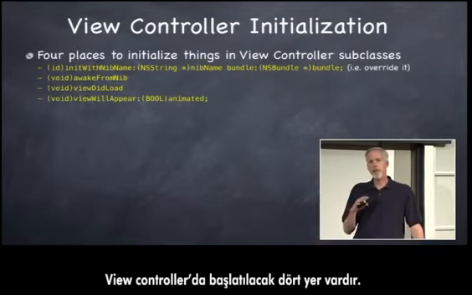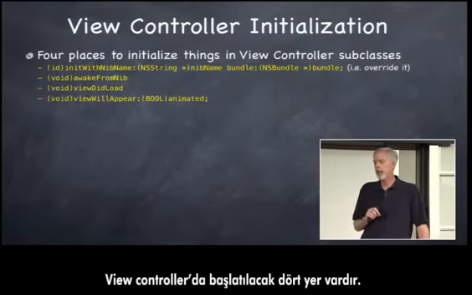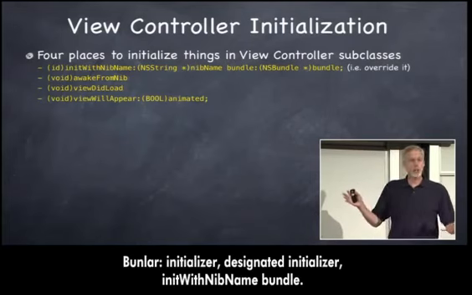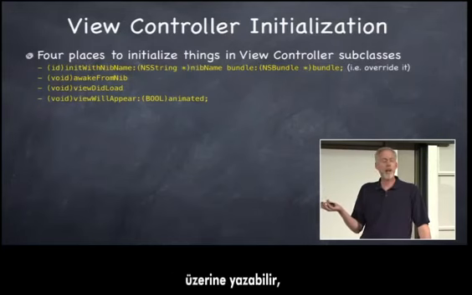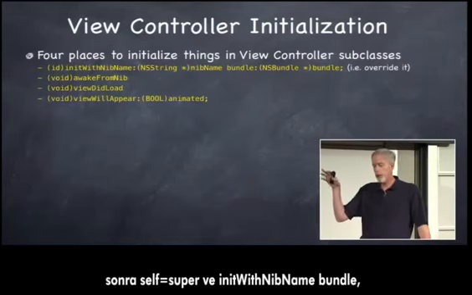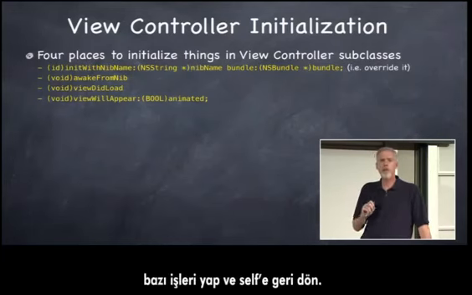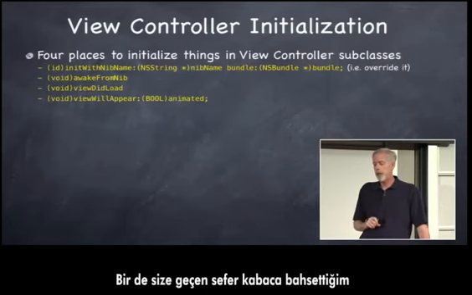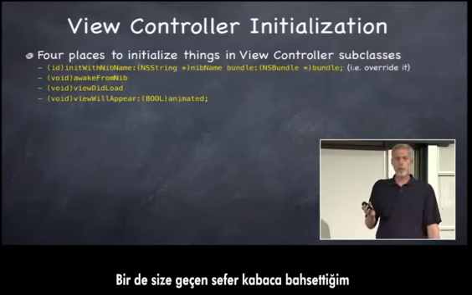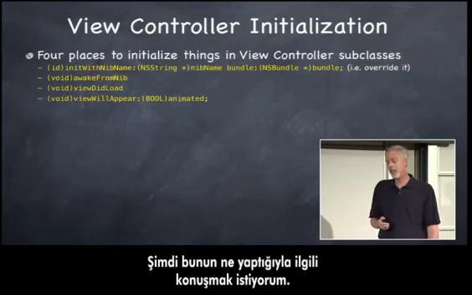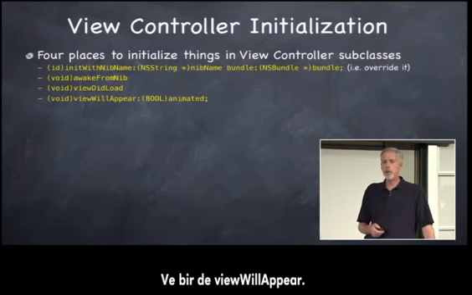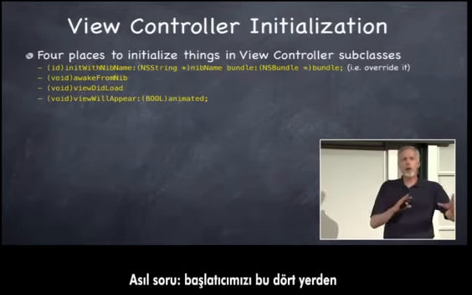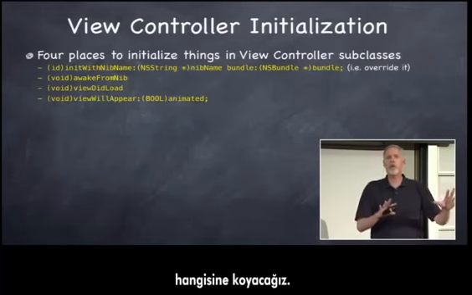There's really 4 places to initialize things approximately in a view controller. There's the designated initializer, init with nib name bundle. We talked about that. So you could override that and do the self equals super init with nib name bundle and then do some stuff and return self. That's possible. There's this method awake from nib, which you were rudely introduced to last time, and I'm going to talk about what that thing does. And then there's view did load, which you know a lot about. And then there's view will appear. So the question is, where do I put my initialization amongst these 4 places?